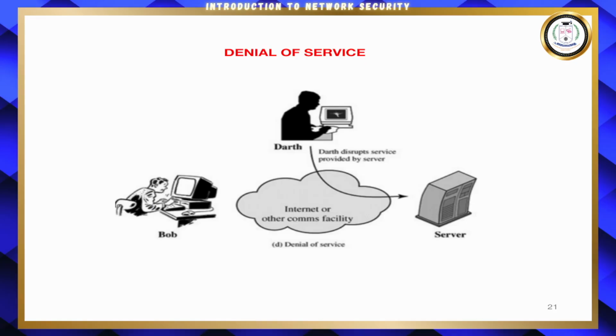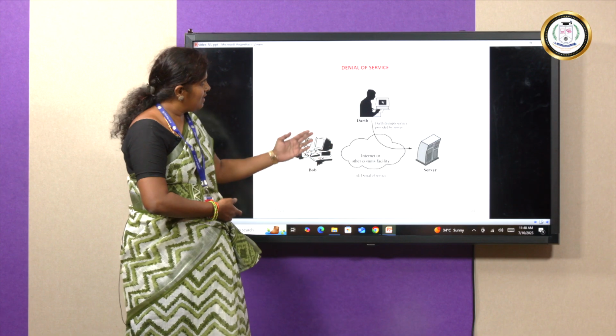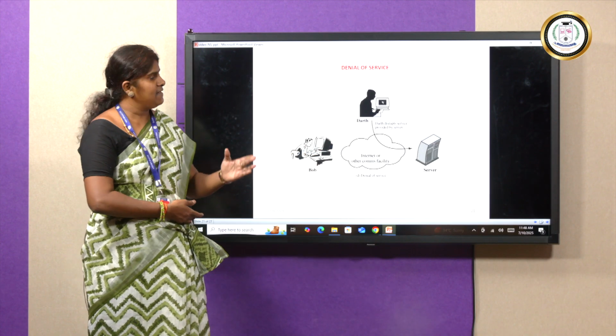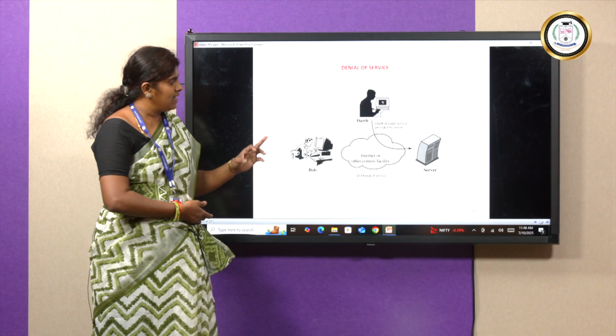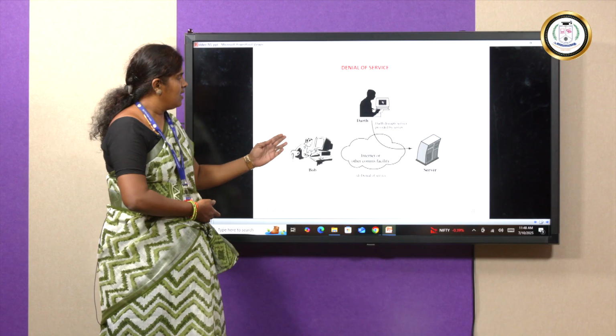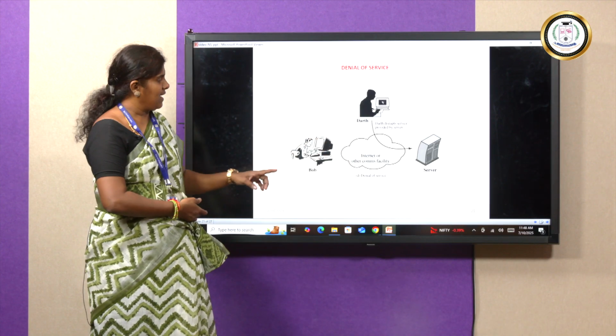And last we have denial of service. So denial of service is nothing but here, suppose Bob wants to have access to a server. Now Dart already knows that Bob is going to communicate with the server, so he will send some dummy requests. He will send multiple requests so that he will make the server always busy and it does not provide service to Bob. That is nothing but denial of service. So here the attacker will try to disturb the communication between the user and the server by sending some dummy packets.